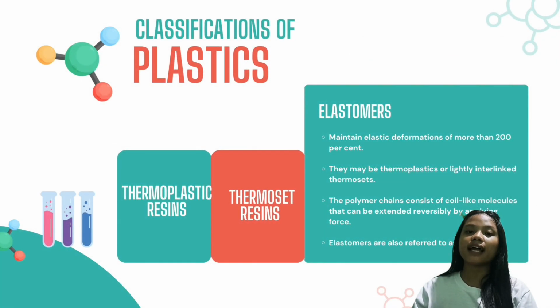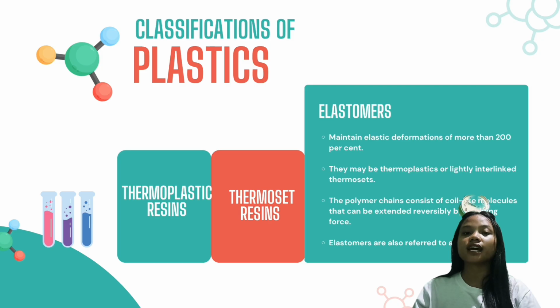Lastly is the elastomers. Elastomers are materials that can stretch significantly and still return to their original shape, just like a rubber band. They can stretch more than twice their original length and still go back to the original form. They may be thermoplastic or meltable or lightly cross-linked para mas maging strong while staying flexible.